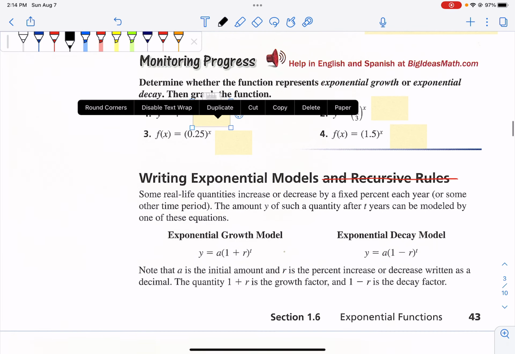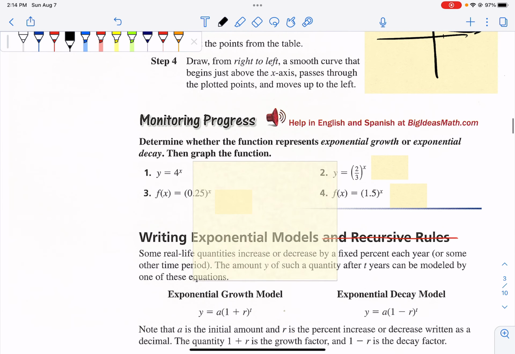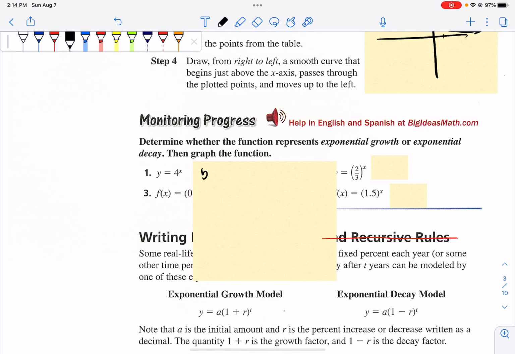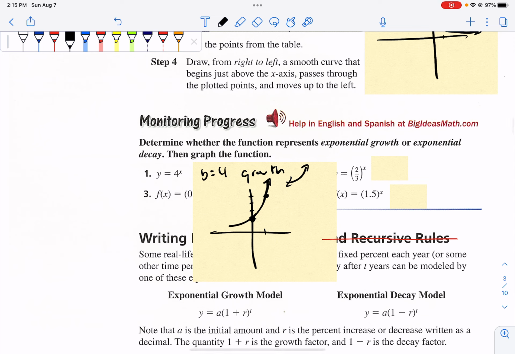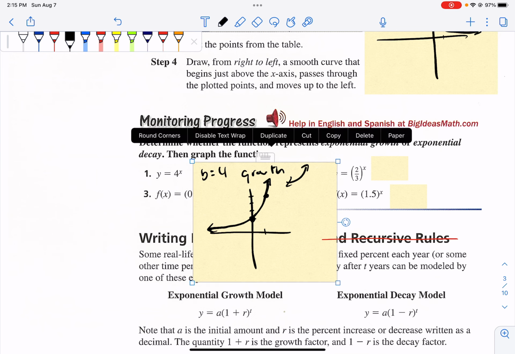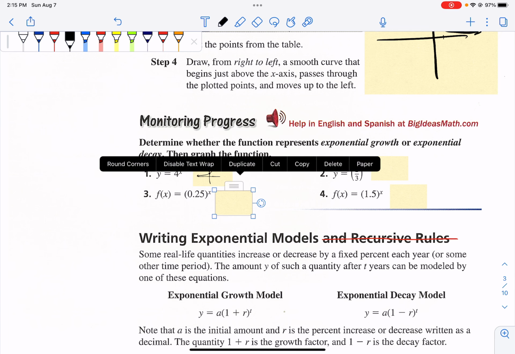All right, so number 1, what you should have gotten, my base is equal to 4, so that means this is a growth function. It's going to look like this. So when I graph it, all I care about is the point (0, 1), and (1, 4). Ta-da! Now as I go to the right, I'm going to get steep really fast. As I go to the left, I am not going to cross y equals 0. You can get as close as you want, but you better not cross it. Okay?